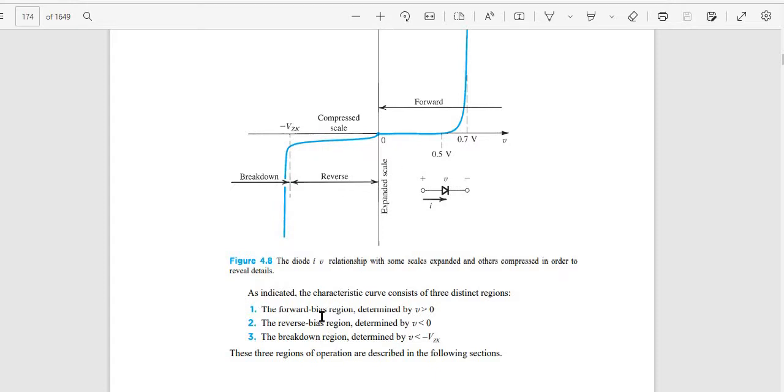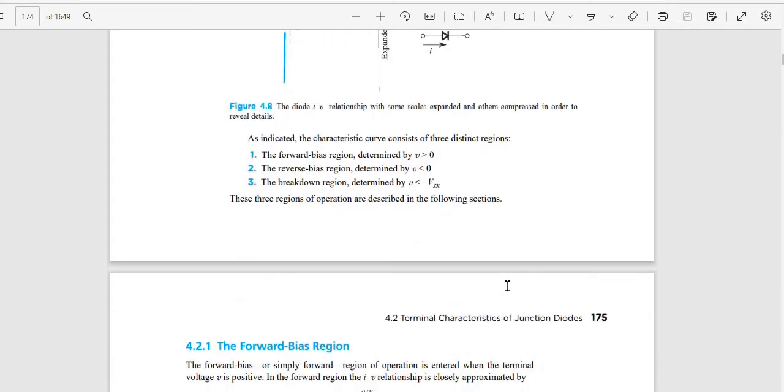As indicated, the characteristic curve consists of three distinct regions: the forward bias region, determined by V greater than 0; the reverse bias region, determined by V smaller than 0; and the breakdown region, determined by V less than minus VZK. These three regions of operation are described in the following sections.